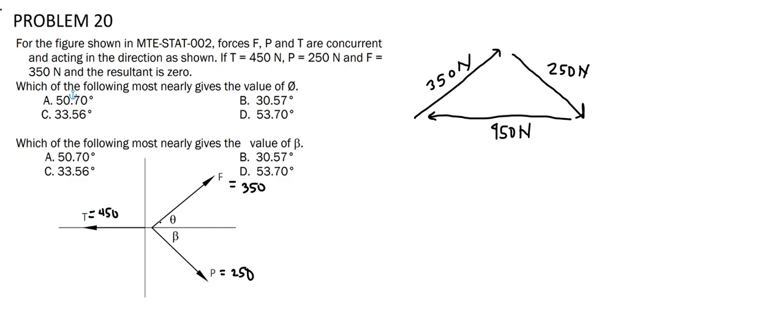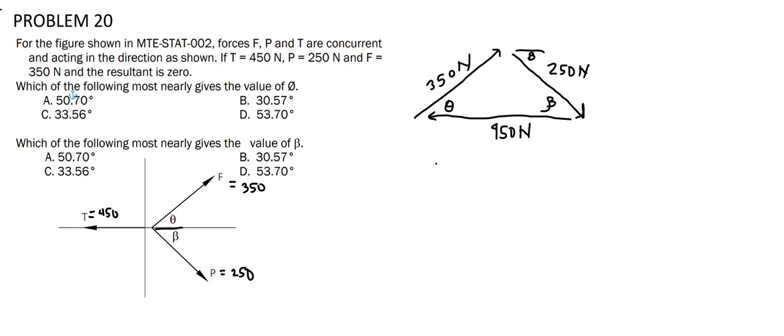Now if this angle here is equal to theta between the force F and the horizontal, this angle here must also be equal to theta. And for the 250 newton force, it has angle beta going downward. By the alternate interior angle theorem, this angle here must also be equal to beta.